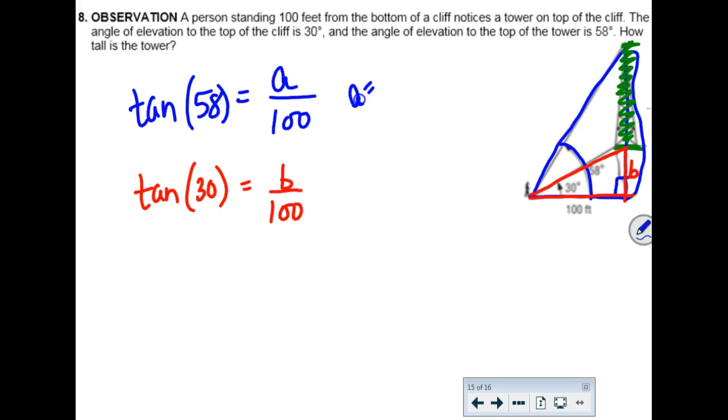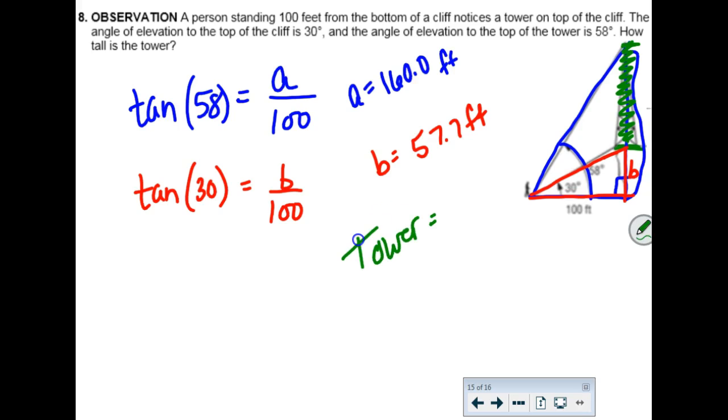So after a little calculation, let's see, I got A to be 160.0. What do we label in here? Feet. And then I got B to be 57.7 feet. So then the tower is 160 minus 57.7, which is 102.3 feet.